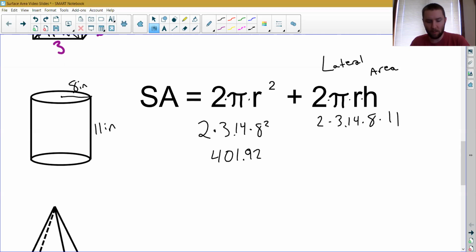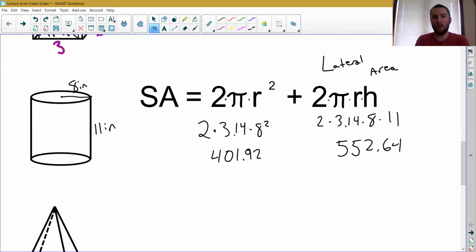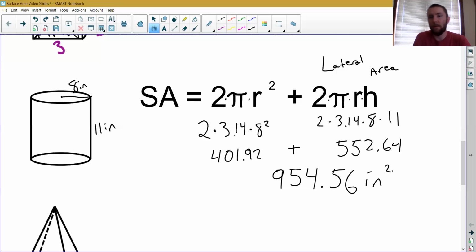And then my lateral area is going to be 2 times 3.14 times 8 times 11. So if I do 2 times 3.14 times 8 times 11, I get 552.64. And you can check my math on that if you want. There it is right there for you. Okay. So if I add these together, then I'll have the surface area in inches squared of this cylinder. So I add those together and I get 954.56 inches squared. Okay. So that's the surface area of a cylinder.